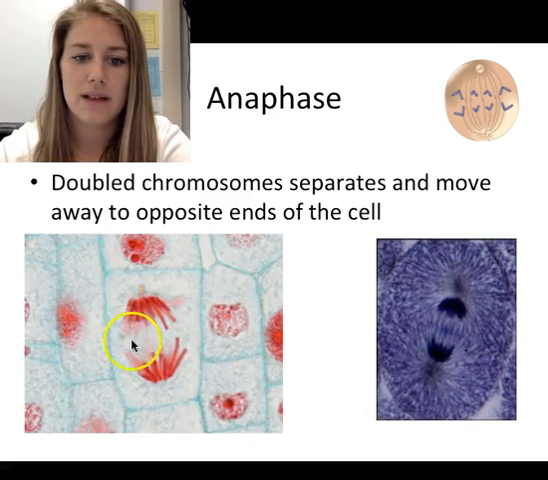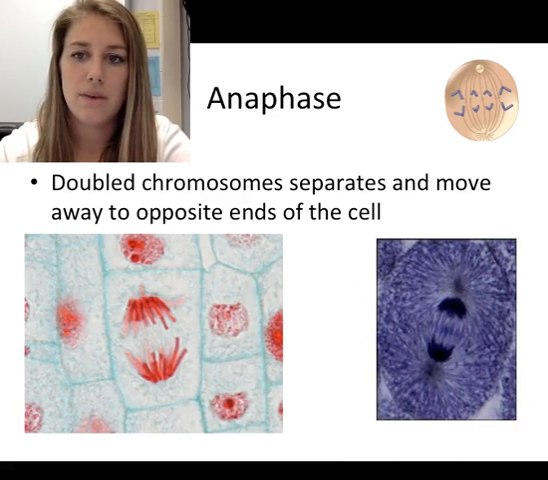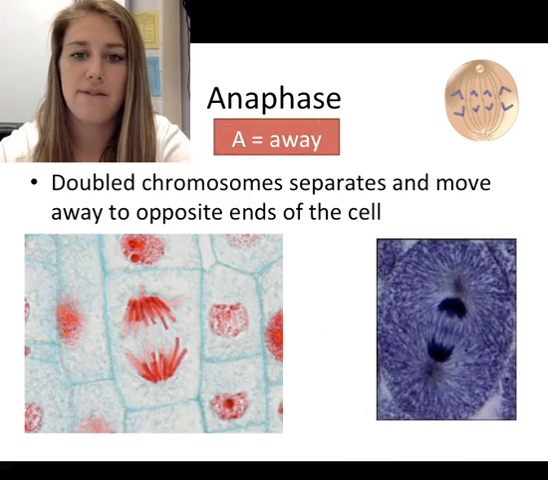Okay, here's what it looks like in a plant cell. You can see it looks kind of interesting here. We have the chromosomes on this side going over here, and these halves going to the other side. Here's what it looks like in an animal cell. An easy way to remember anaphase is A for away. The chromosomes are moving away.